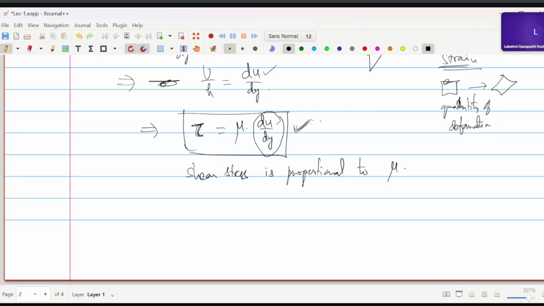For example, there is a difference between fluids and solids. For solids, shear stresses are basically proportional to strain only. This is for solids. So in fluids, the main difference is that shear stress is proportional to strain rate.